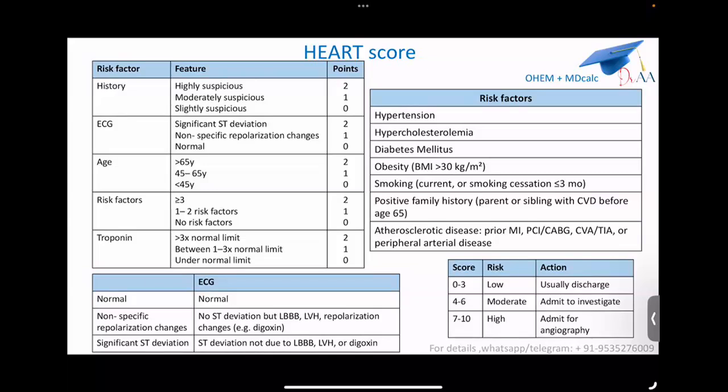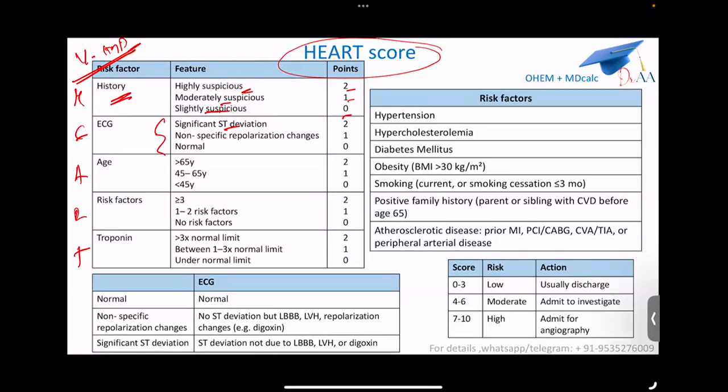That's when they have come up with something known as the HEART score. This HEART score is very important. It is used widely in the NHS. In every paper there is a question which comes from the HEART score. HEART is a mnemonic itself. For History, highly suspicious gets 2 points, moderate 1, and slightly suspicious 0.